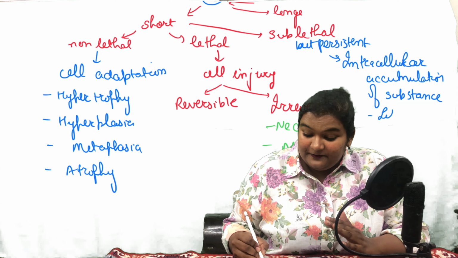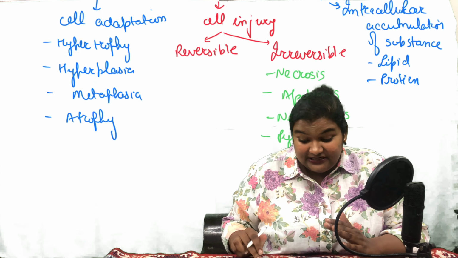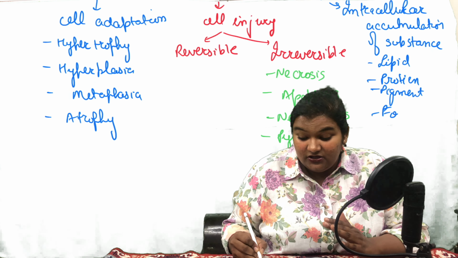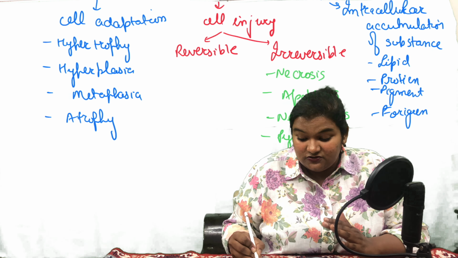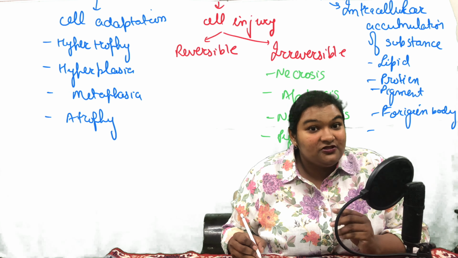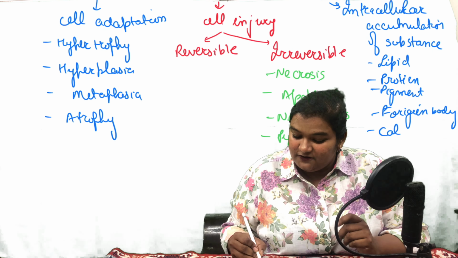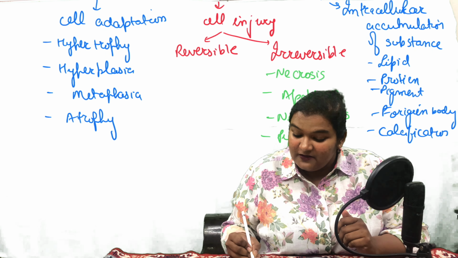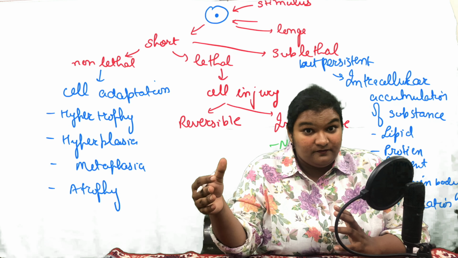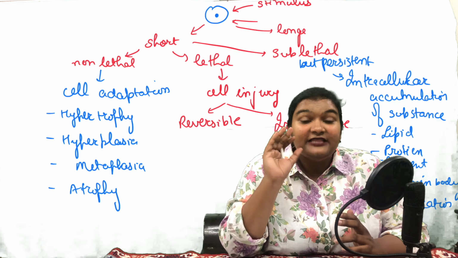So it can be lipids, right? It can be protein, it can be pigments, it can be foreign body. Excuse me for the spelling. And it can be calcium, which we call calcification. If the stimulus is long term, a long term mild stimulus, that will lead to aging.